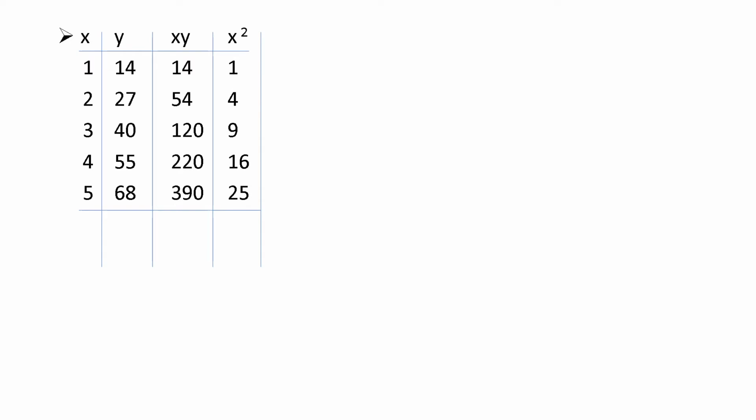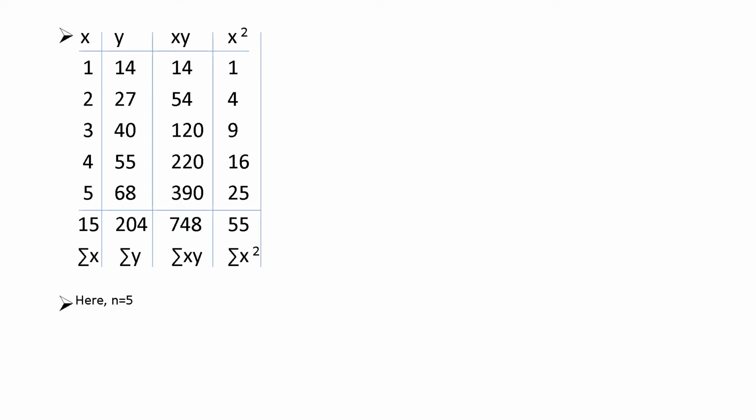So this is the table. X and y values we are having. X values are 1, 2, 3, 4, 5. Y values are 14, 27, 40, 55, 68. So we have to find xy and x square. xy is x into y, that is 1 into 14, 2 into 27, 3 into 40 and so on. X square is the square of the x value. Now you find sigma x, sigma y, sigma xy and sigma x square, that is, add them downwards. So you will get the sigma values.